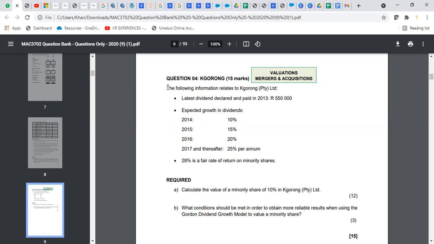They're saying the following information relates to K Pty Ltd. The latest dividend declared and paid in 2013 is 550,000 Rand. The expected growth rate in dividends for 2014 is 10%, 2015 is 15%, 2016 is 20%, and 2017 and thereafter is 25%. They say 28% is a fair rate of return on minority shares.